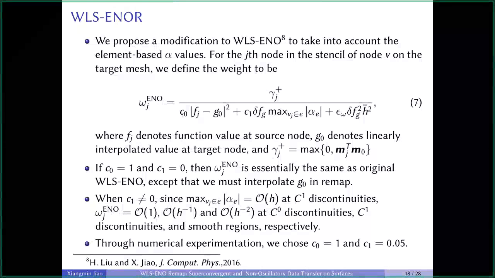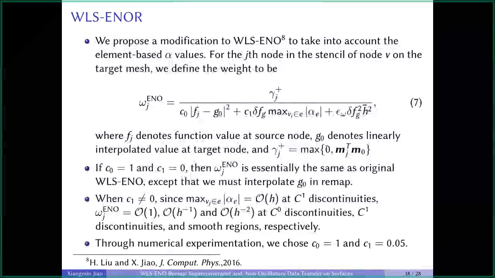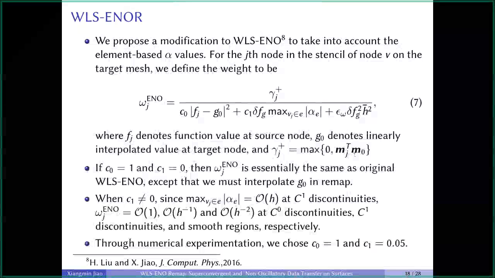And the major part is this (f minus g)0 squared, where g is the linearly interpolated value. And this gamma is a safeguard against the geometric discontinuities. So it takes the normal directions, the angle between the normals. And here, this is a safeguard against the C1 discontinuity.